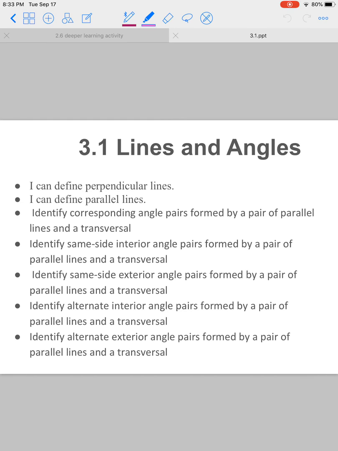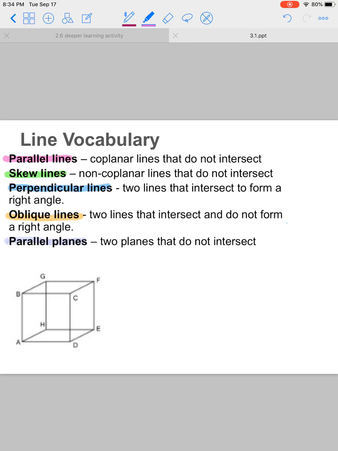Section 3.1 Notes. So we're going to start out by talking about different types of lines. The first lines we're going to talk about are parallel. The symbol for parallel looks like two L's, and they are lines that do not intersect. So they go in the same direction and they do not intersect. So if we look at the picture, all of the lines going left to right in the picture are parallel.